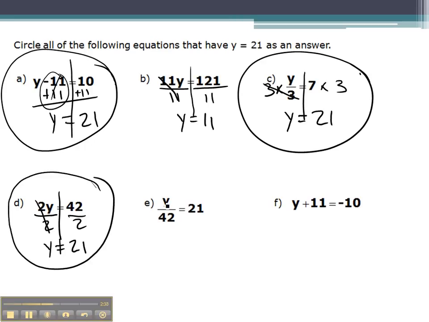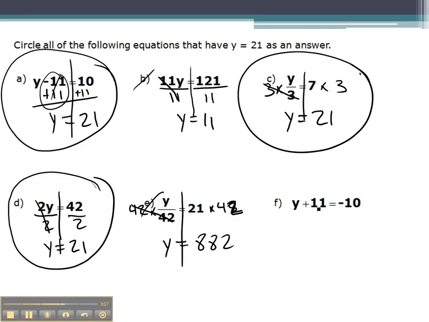On E, we're dividing y by 42. We undo that division by 42 with the inverse operation, which is multiplying by 42. Multiply by 42 on both sides. 42 over 42 is just 1, so we have y equals, wrote it wrong, that should be a 2. Y equals 21 times 42, and that's going to be 882, I believe. But either way, even if I get that multiplication wrong, it's definitely not going to equal 21, because it's 21 times 42. So this one does not equal y equals 21.